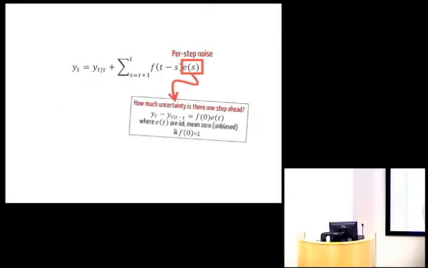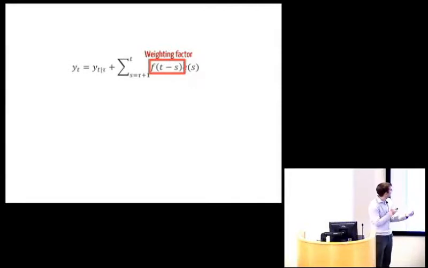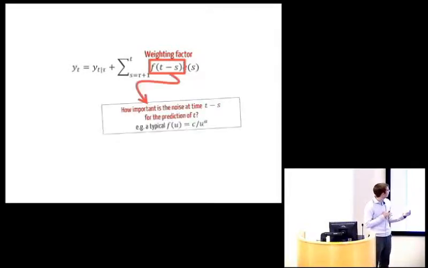And so what does that mean? We have our per-step noise, which is going to be IID. This is the noise of one-step prediction error. And we pass that through a causal filter here. And so we have our weighting factor, and think of this as a power law in real situations. And this is telling you, in some sense, how important the noise at t minus s is for the prediction at time t.